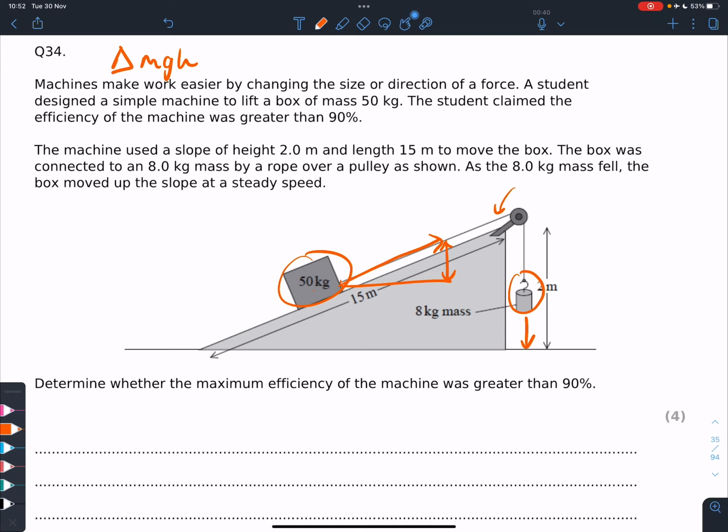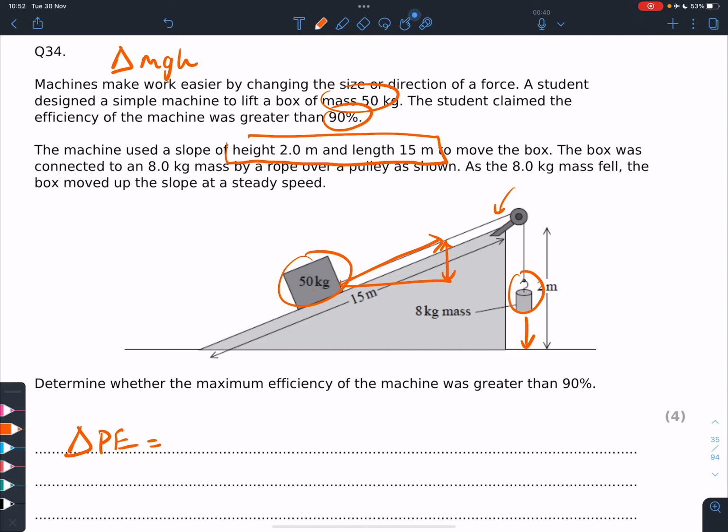Right, okay, so the box is mass 50 kilograms. The student claims the efficiency is greater than 90%. The machine uses a slope of height 2 meters and length 15 meters to move the box. The box was connected to an 8 kilogram mass by a rope over a pulley as shown. As the mass fell, the box moved up the slope at steady speed. Okay, so let's have a look at the change in potential energy.